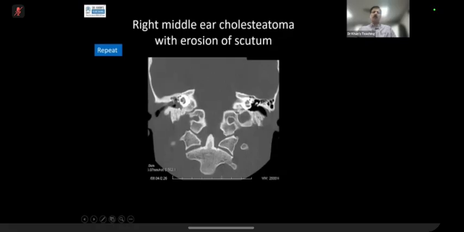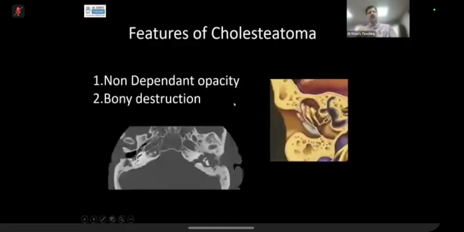On this slice, we don't see the lateral semicircular canal, but we can comment that the tegmen tympani is not eroded. This ossicle maybe looks slightly attenuated. So this was just to develop anatomy.